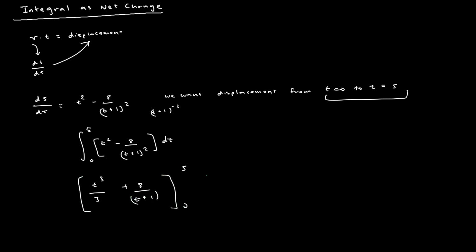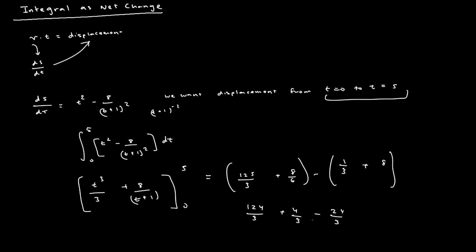And so that ends up becoming 125 divided by 3 plus 8 divided by 6. And then we subtract that from 1/3 plus 8. So that just becomes 124 divided by 3 plus 4 over 3 minus 24 over 3. So that just becomes 104 divided by 3. And therefore that will be our displacement.